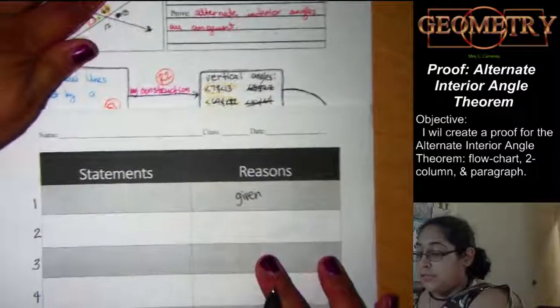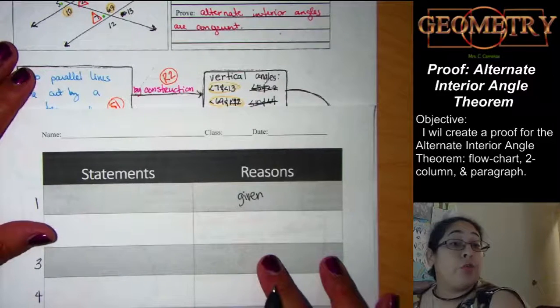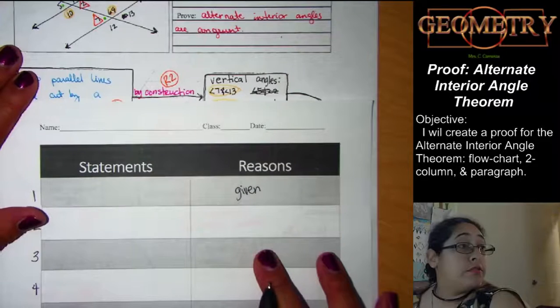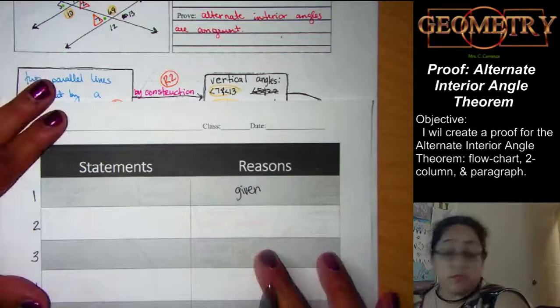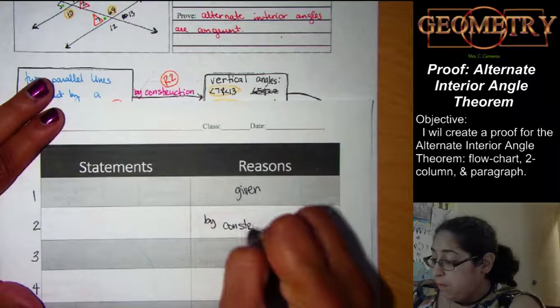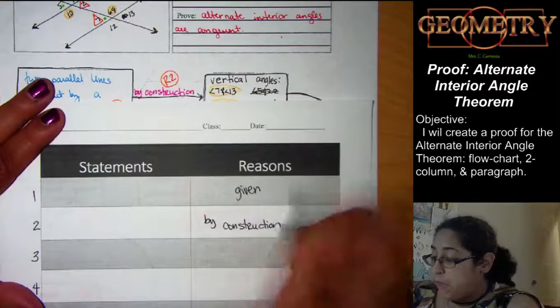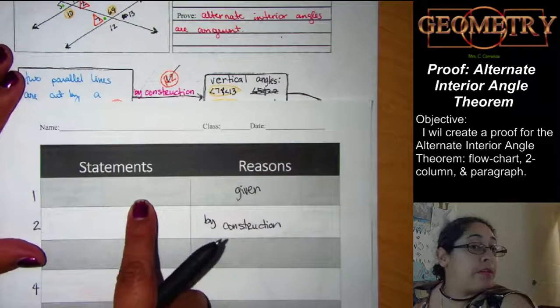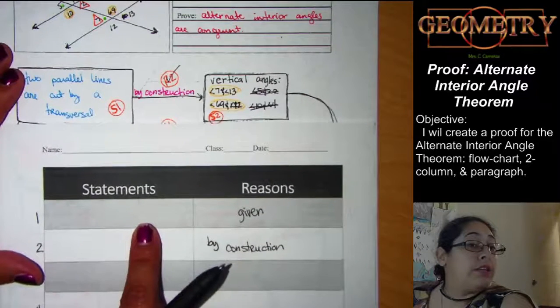Now here's the neat thing. I no longer have to go in order. See the next thing that I uncovered? I uncovered reason number 2. So I can fill in reason number 2 without having to worry about what statement number 1 was, because my labeling has already given it to me.